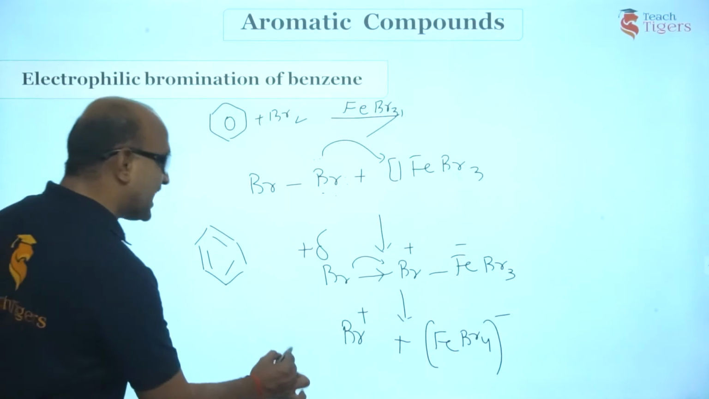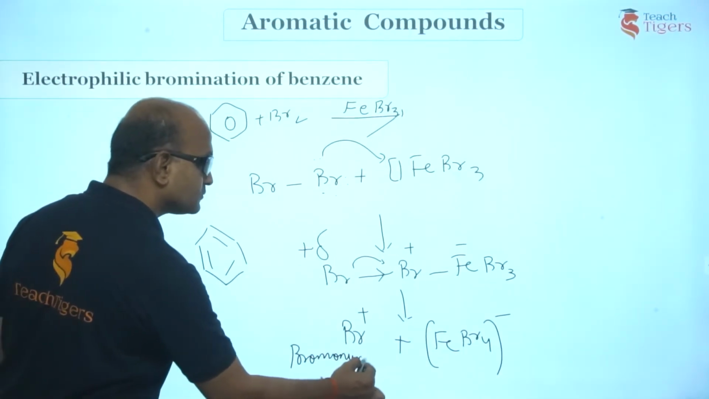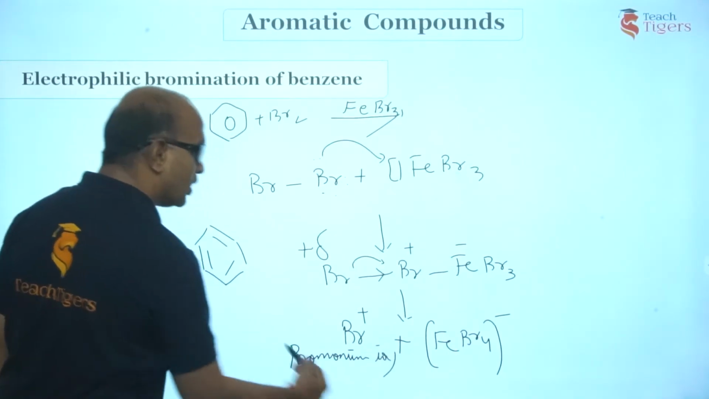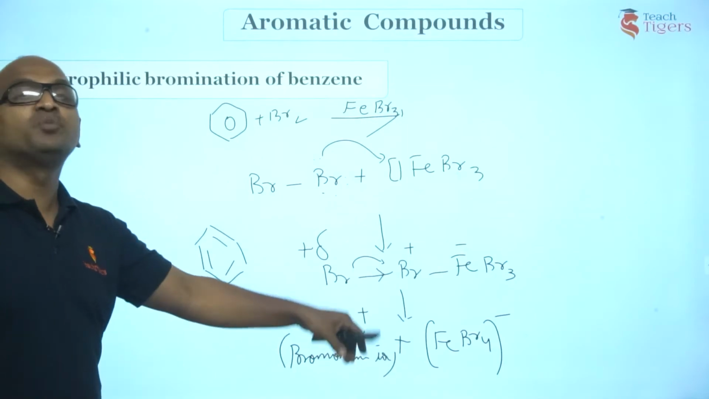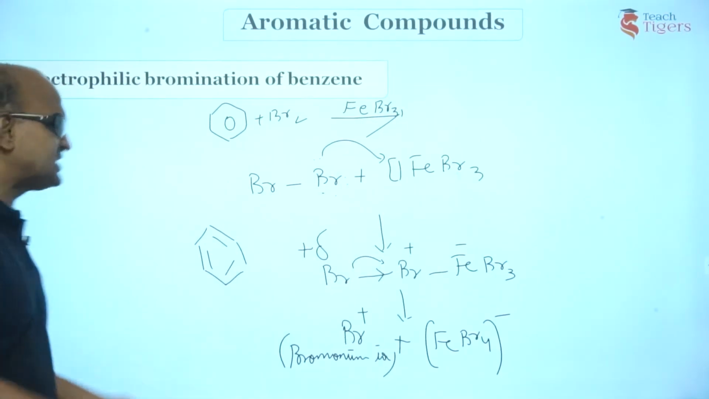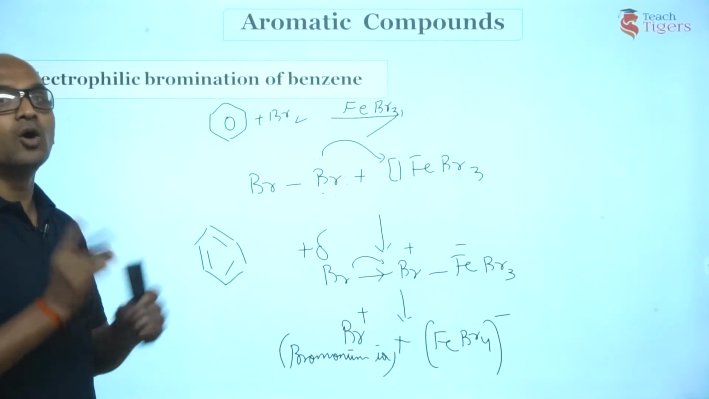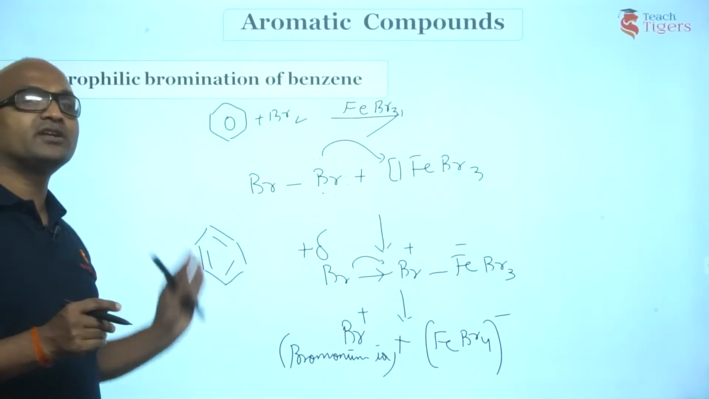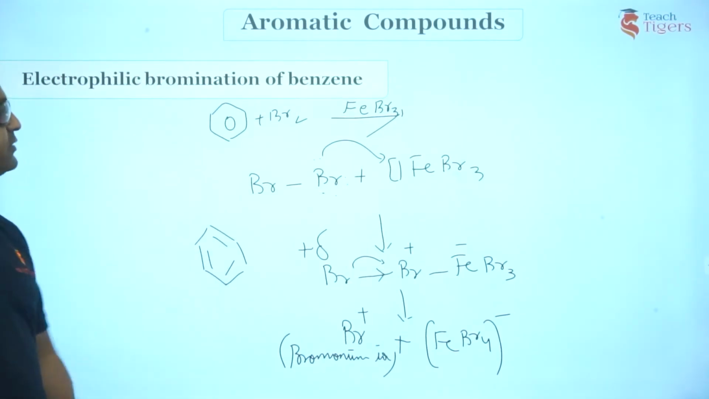We call this bromonium ion. So, what was the electrophile in chlorination? It was chloronium. This is bromonium ion. And the product is the same. Step 2 and step 3 would be the same as in the case of chlorination. The only difference is, instead of chlorine, you will have Br plus. Right? Is that point clear, all of you?